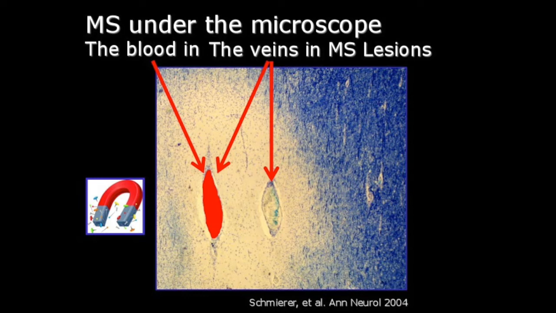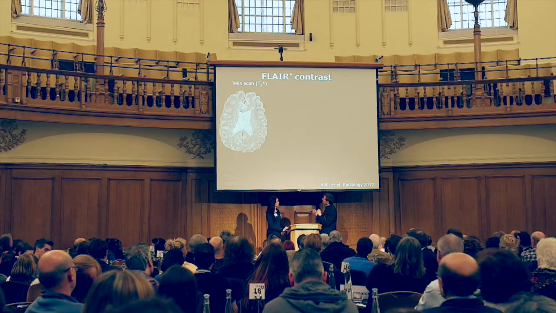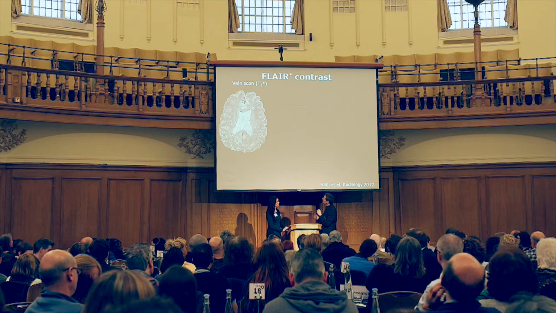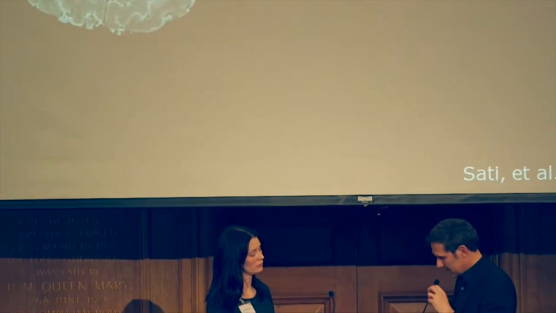So this is one way of doing this, in a collaboration with colleagues at the NIH. This is a so-called vein scan using a technique called T2 star. You see these little dark strips and dots. These represent veins.